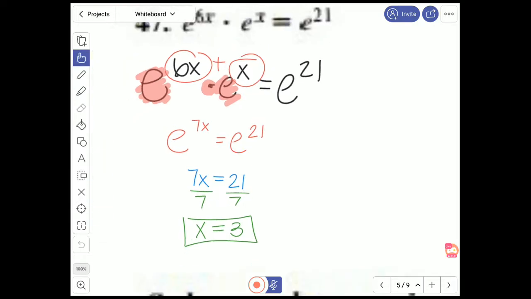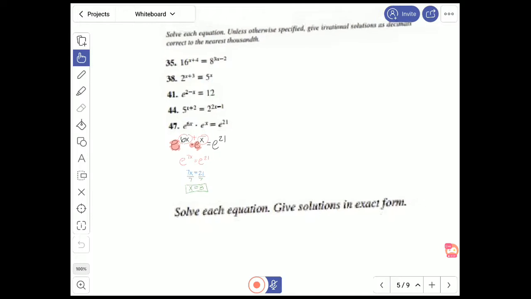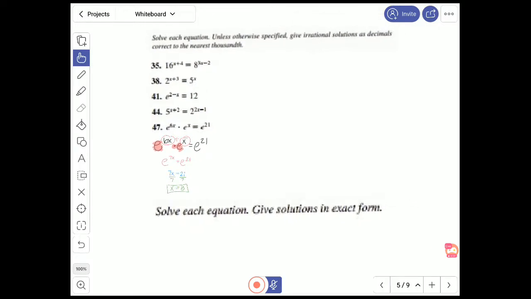Sometimes you're going to get really ugly answers to these problems, and sometimes you're going to get really pretty answers, like that one, which was x equals 3. So, good question.